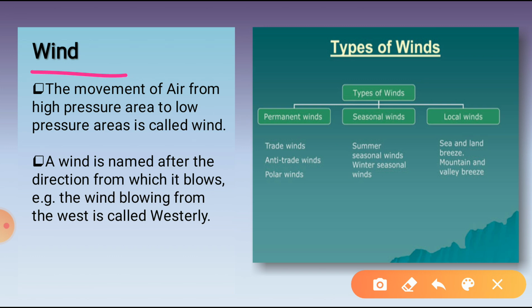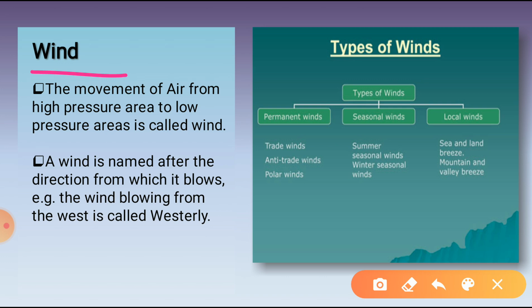Wind is the movement of air from a high pressure area to a low pressure area. A wind is named after the direction from which it blows. For example, the wind blowing from the east is called easterly, and the wind blowing from the west is called westerly.